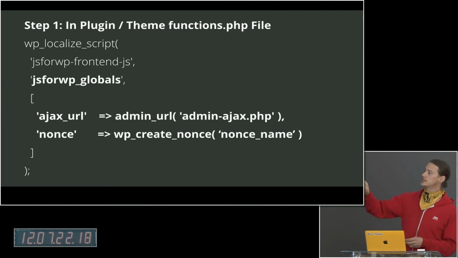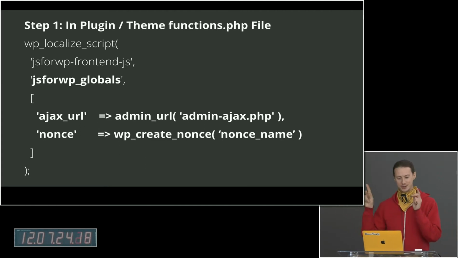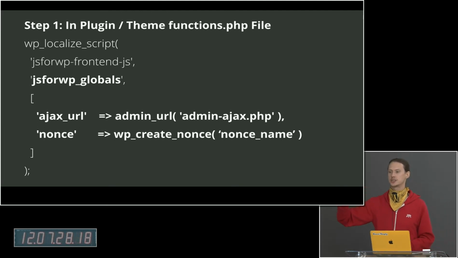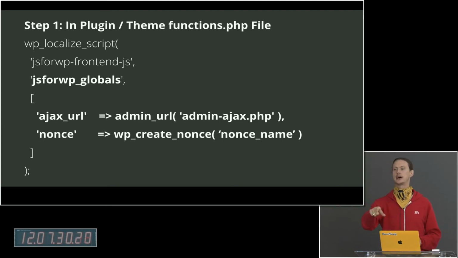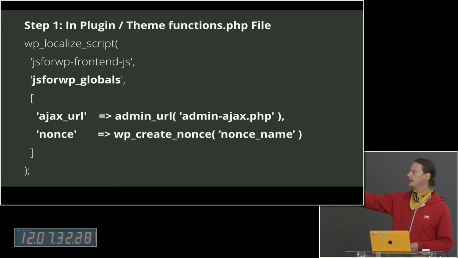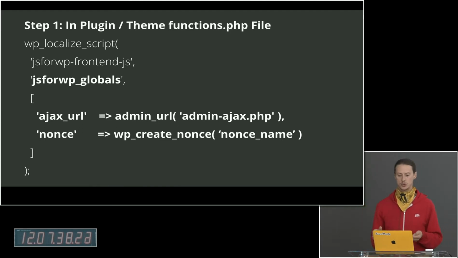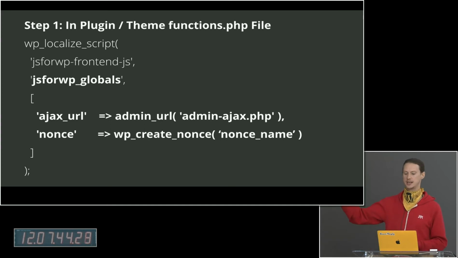So you're right that it looks like a dependency, but because we're in WP localized script, this is actually the content that's being pushed out to the front end of the site. But yeah, the admin URL and the WP create nonce. So admin URL is going to give us this. Remember I said all AJAX requests go to a single URL, then WordPress redirects them? This is it, admin AJAX.